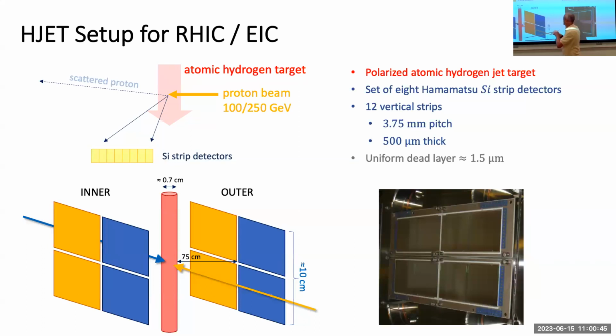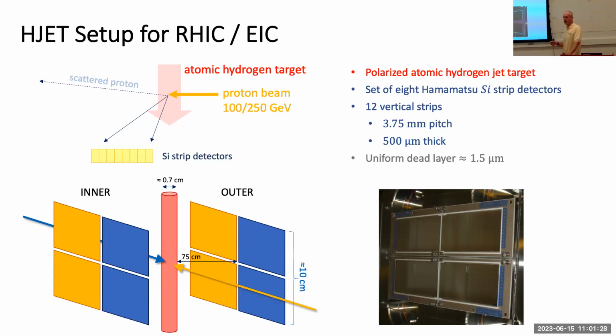So this is more of a 3D attempt of this figure. You have the beam coming here, hitting the target with this 0.7 centimeter, that's full width at half maximum of the density distribution. And then we have these detectors sitting sideways here, about 75 centimeters from the target. And we use these silicon strip detectors, they're vertical, so we can measure the scattering angle here.